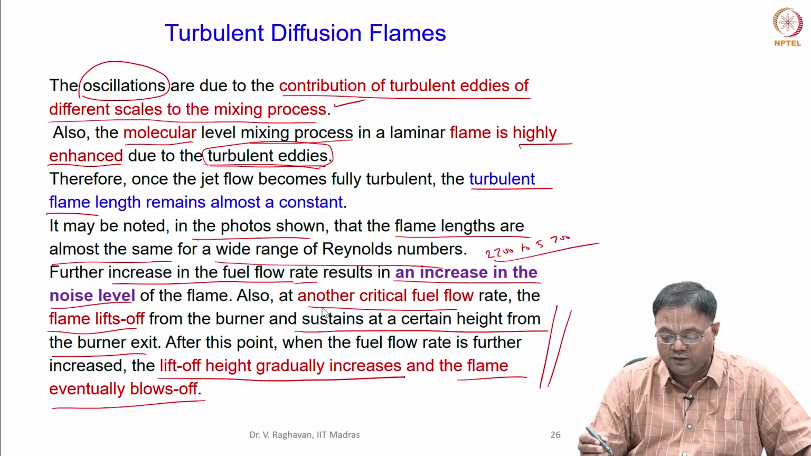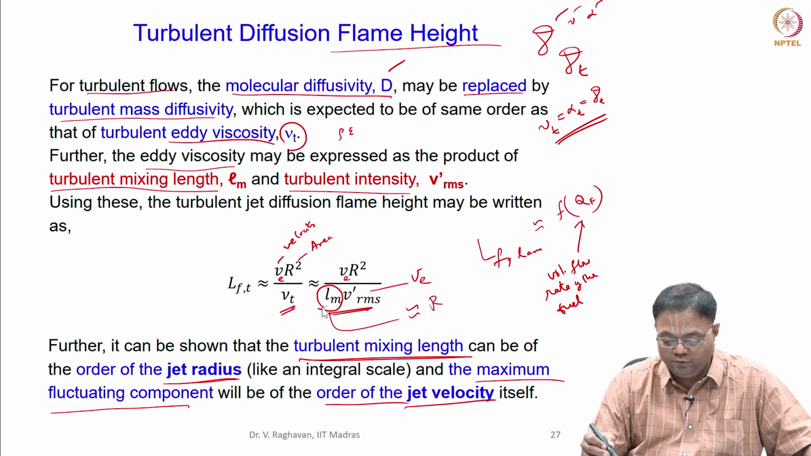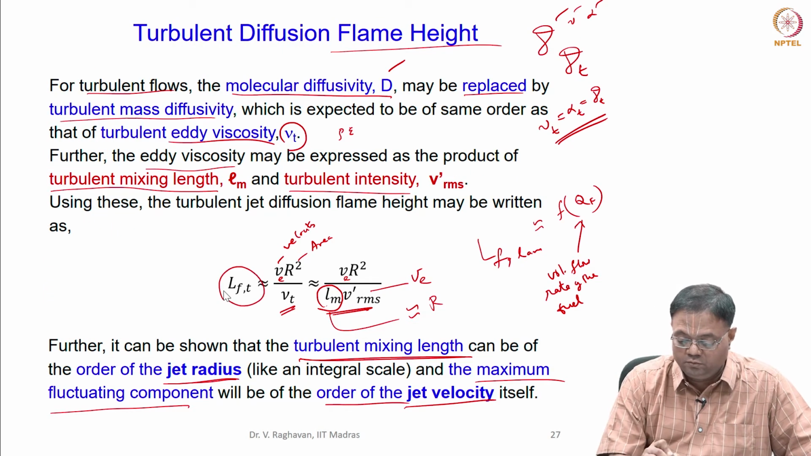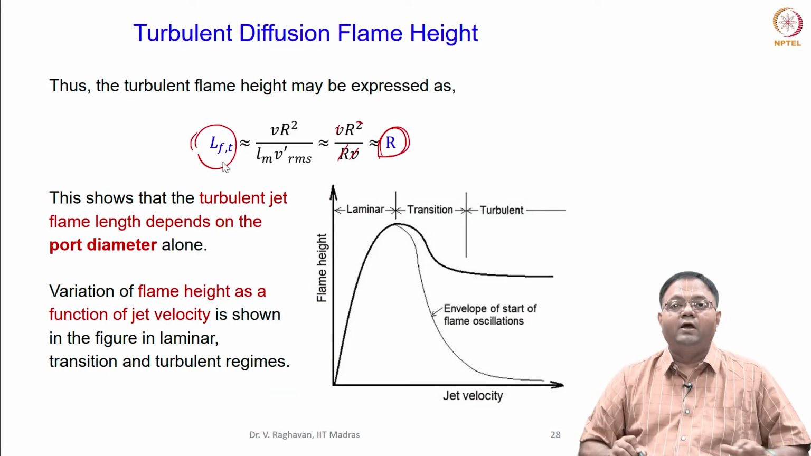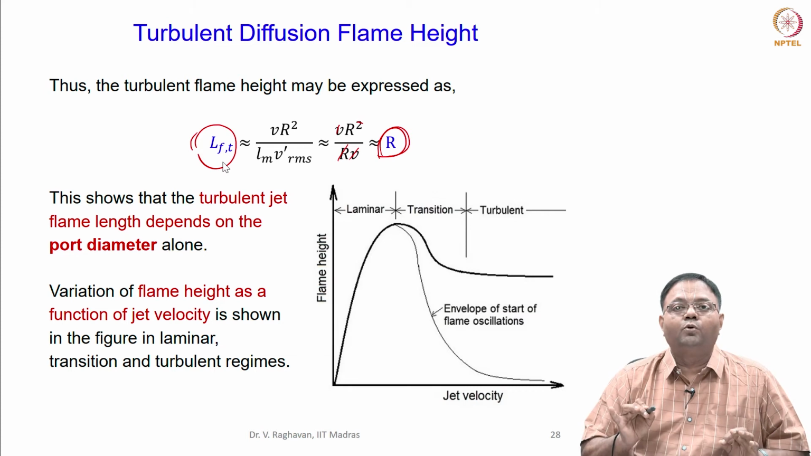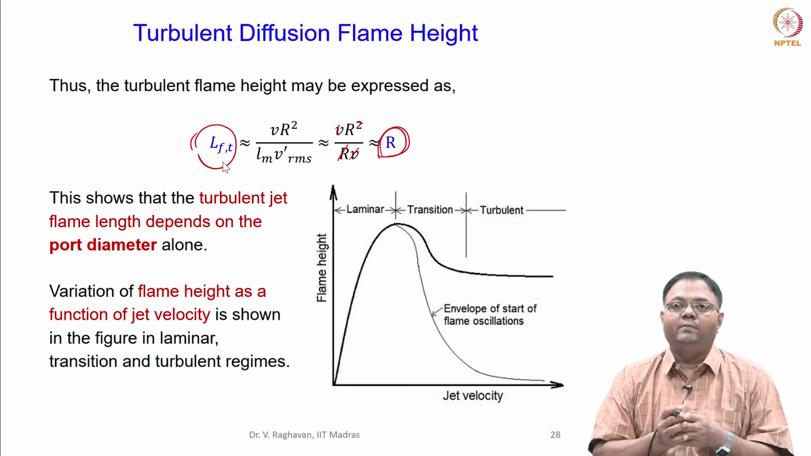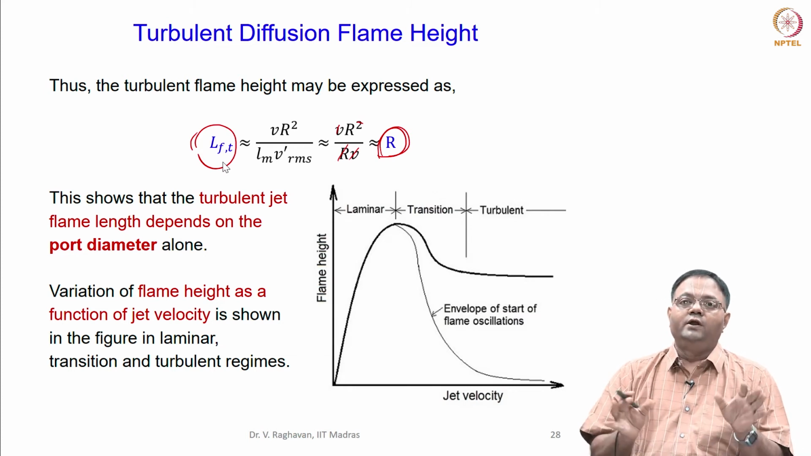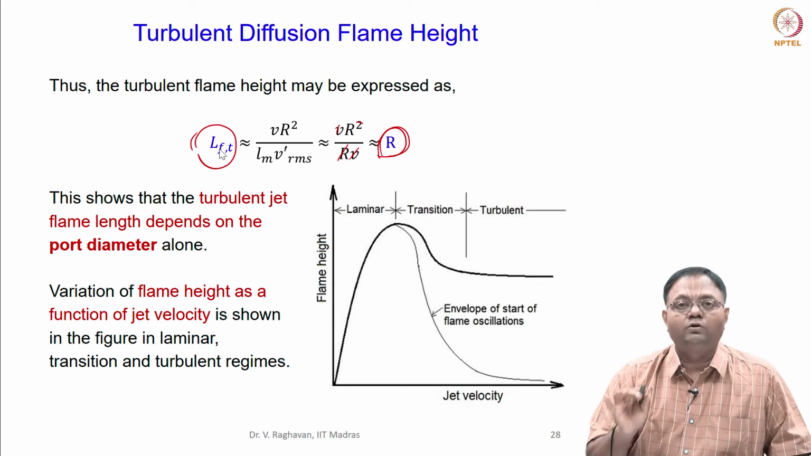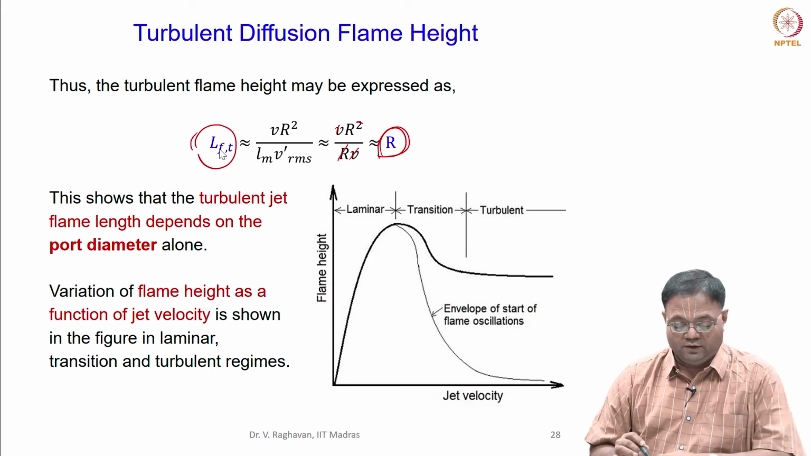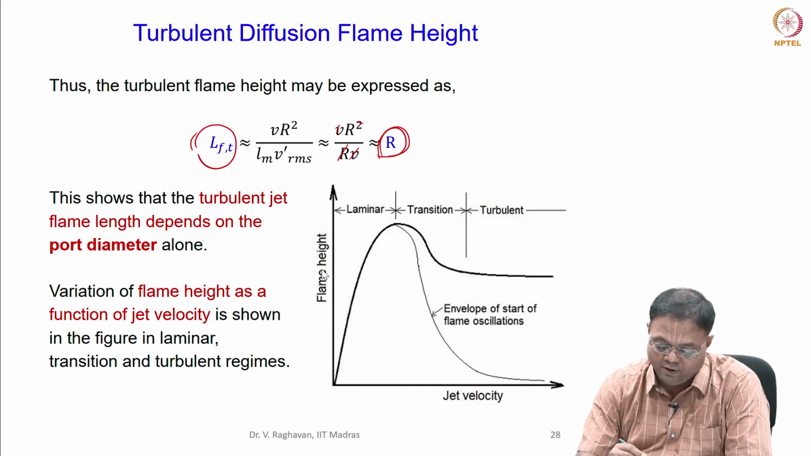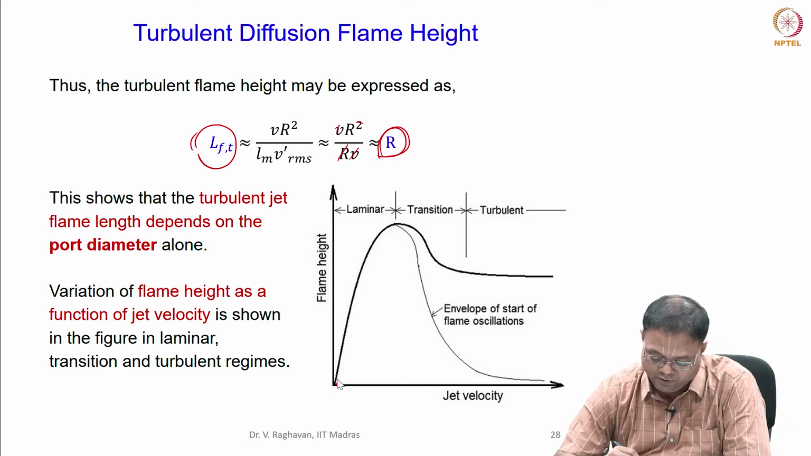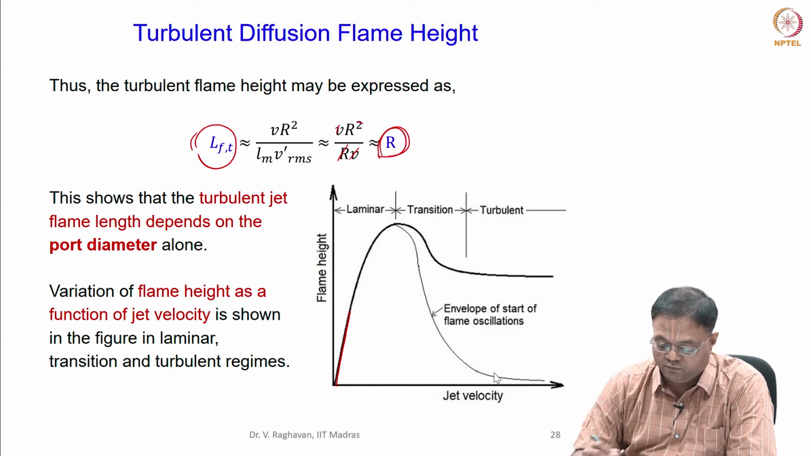You can see that here the flame height is only dependent on the port radius. If you want to increase the flame height, then you have to increase the port radius. That is what it is. So it is directly proportional to the radius. Nothing else affects that. So this is the actual curve. You can see that in the laminar regime, the flame height increases with the jet velocity.